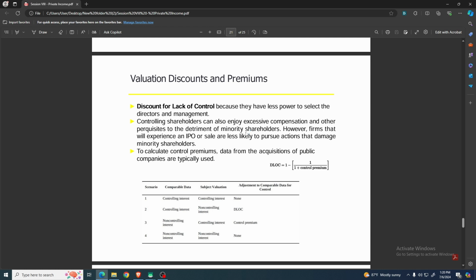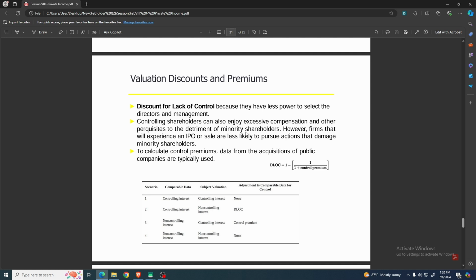So discount for lack of control, DLOC, this is applied when valuing minority interests that do not have control over corporate decisions, such as selecting directors or settling management compensation. Minority shareholders have less power to influence corporate policies and decisions, making their shares less valuable compared to controlling interests. So, what factors would affect the DLOC? First one is going to be the control premium. So the control premium paid for acquiring a controlling interest in a company. Here the DLOC is going to be inversely related to the control premium.